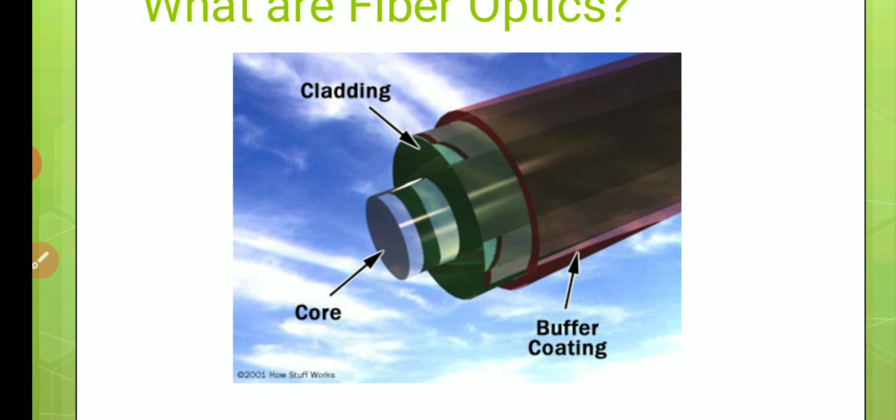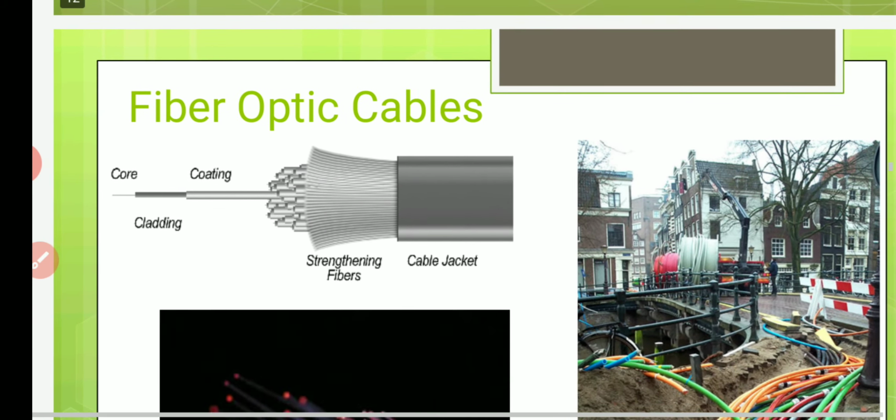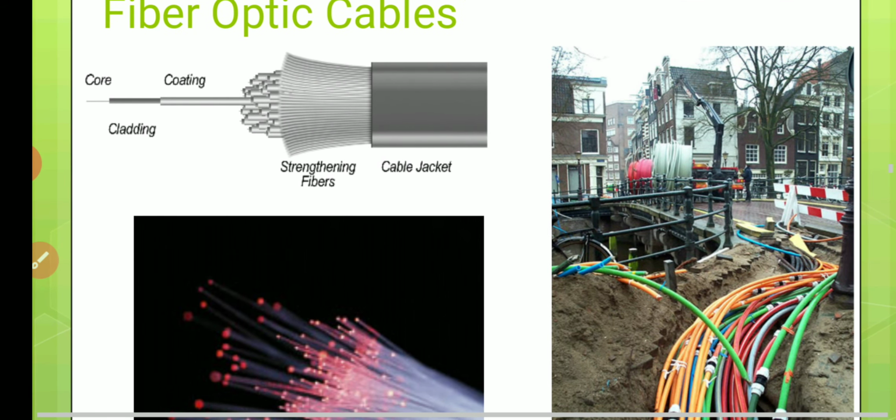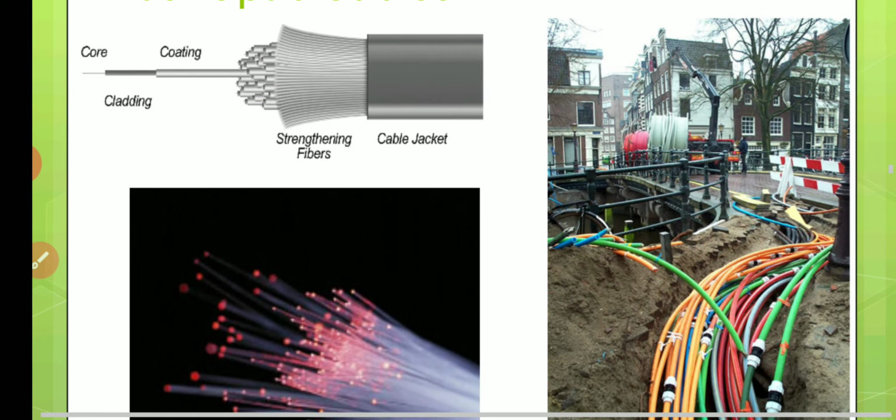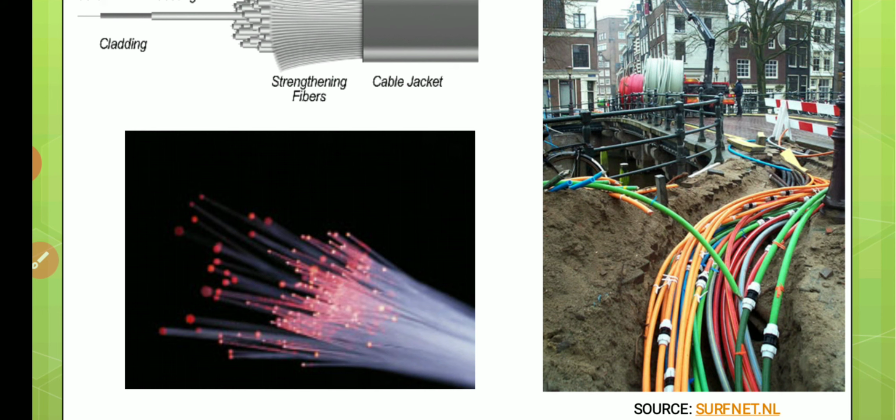So again a figure, it is core and cladding, the buffer coating, just like the figure here. A figure showing the fiber optic passing underground. That is a simple figure to show.